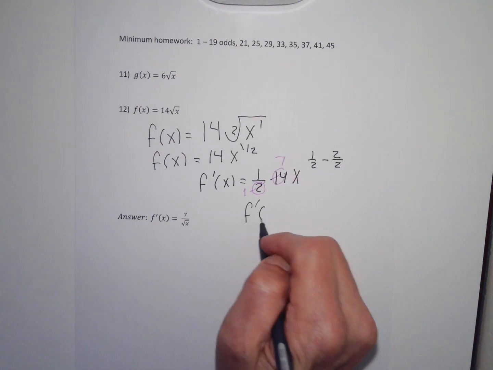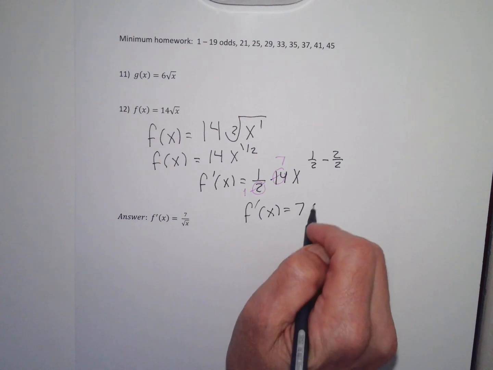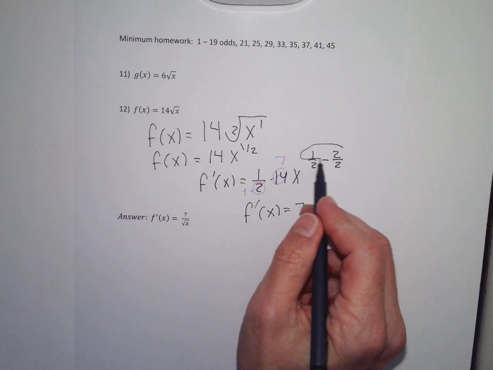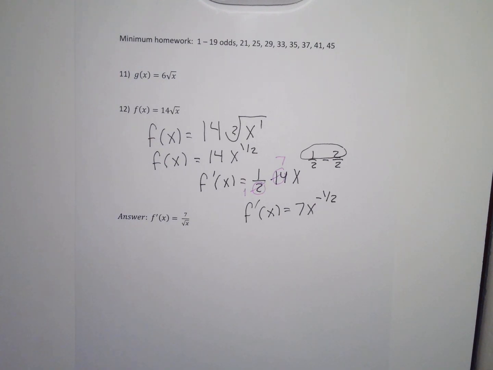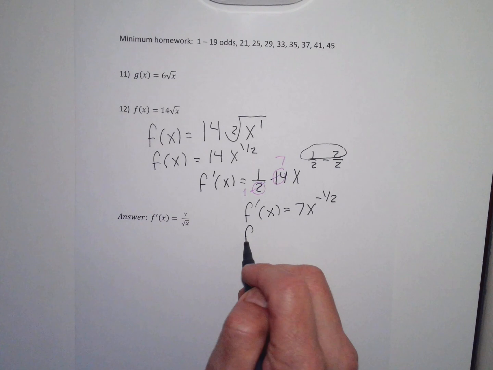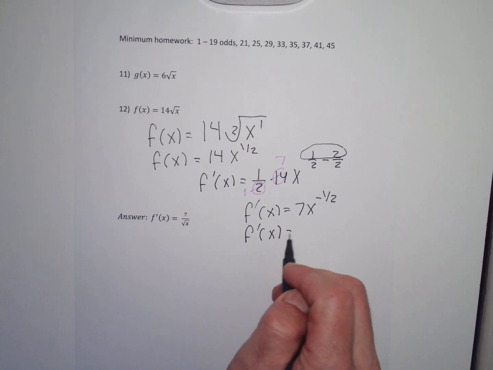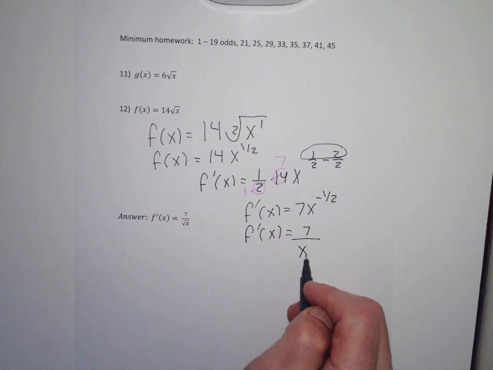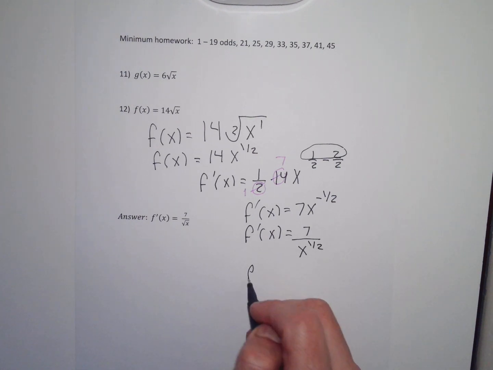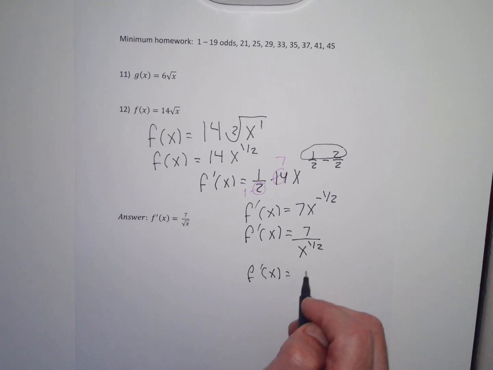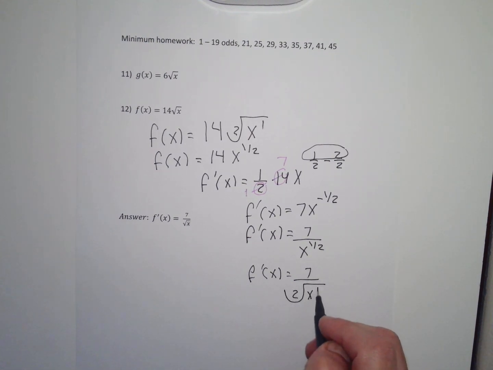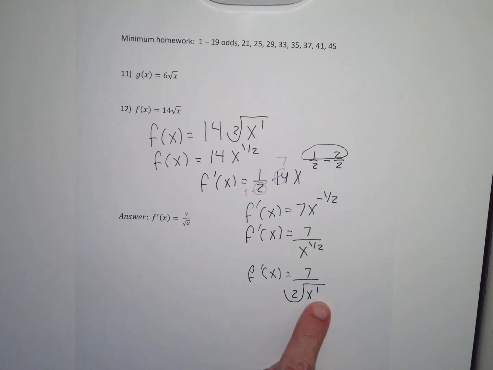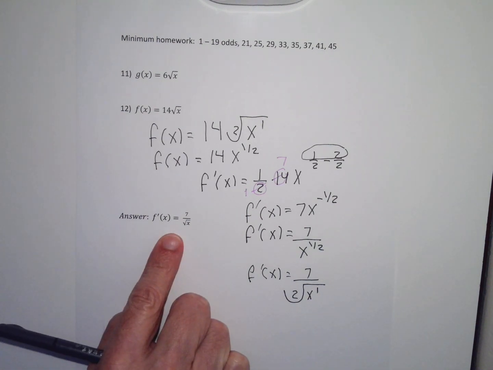So my derivative is going to be 7x, and then 1/2 minus 2/2. I subtract the 1 minus 2 and get negative 1, and I leave the denominator. So the derivative is 7x to the negative 1/2. I'm going to make my negative exponent positive by creating a fraction with a 7 in the numerator. And then I'm going to turn the fraction exponent into a radical by making the denominator the index and everything else the radicand. And I can suppress the 2 and suppress the 1. Best answer for number 11 is the derivative is 7 over the square root of x.